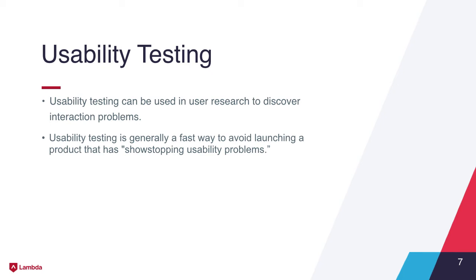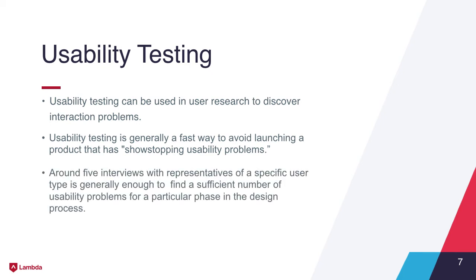Usability tests can be performed at any stage in the product design cycle and at any stage of fidelity. They don't need to be reserved for the end of a cycle after development has been completed. You don't need to perform very many to be useful. Around 5 interviews with representatives of a specific user type is generally enough to find a sufficient number of usability problems for a particular phase in the design process.